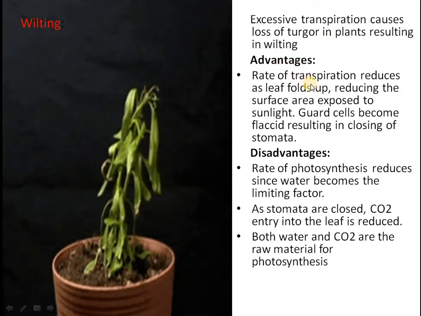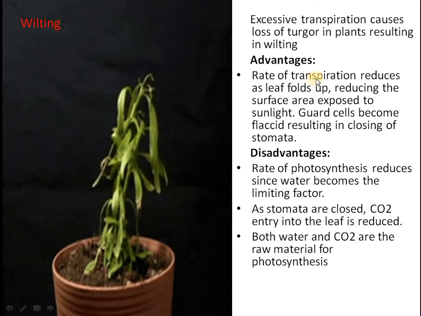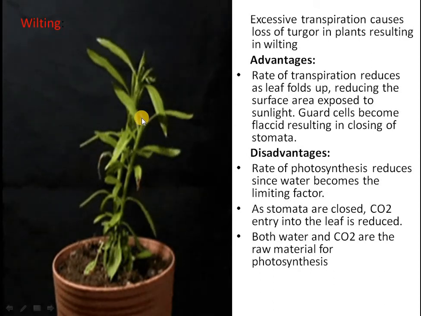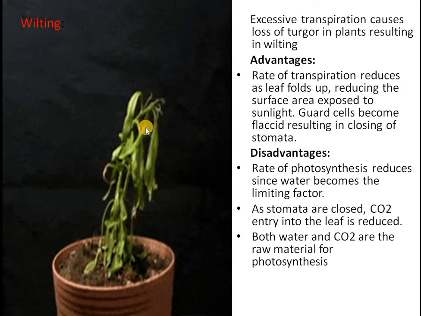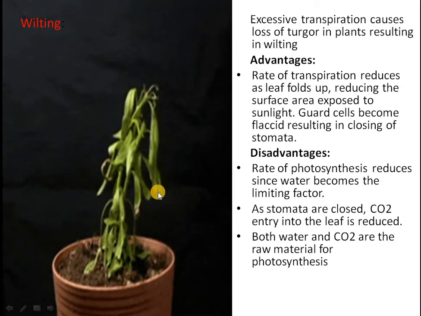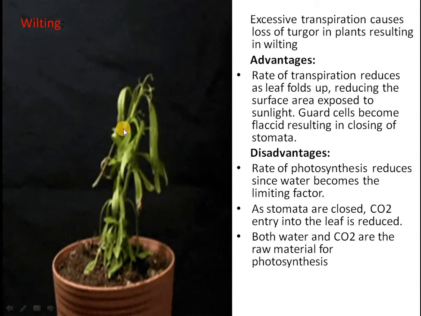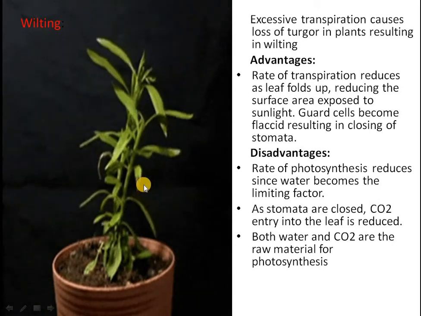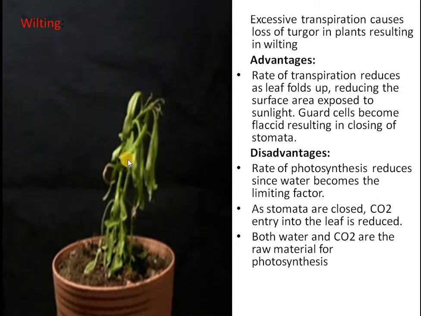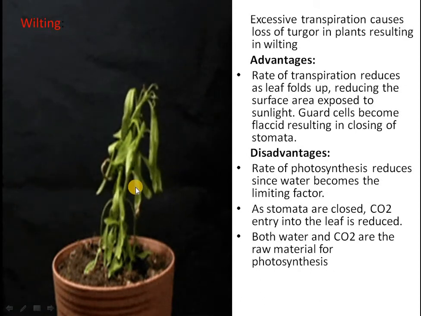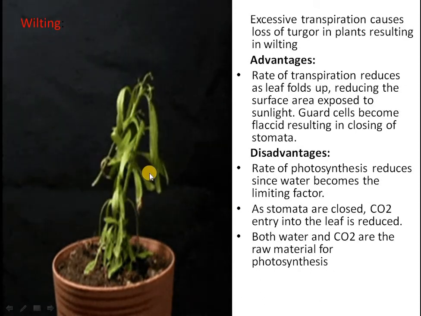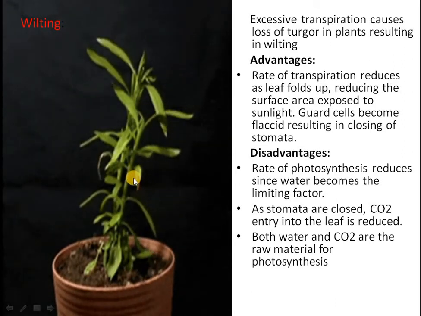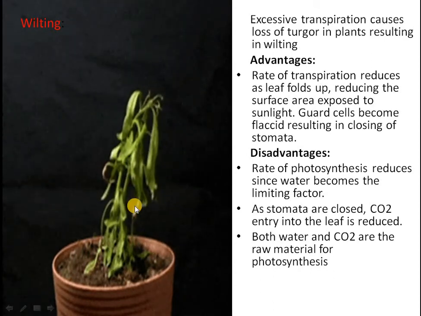If you have seen around you, whenever the plant is wilting, the surface area of the plant reduces by the curling or folding of the leaves. So whenever the leaf folds up, they are actually reducing the surface area exposed to sunlight. When the surface area exposed to sunlight is reduced, automatically the rate of transpiration would also reduce. So whenever the plant wilts, it tries to save itself by curling or folding of the leaves, thus reducing the surface area exposed to sunlight, reducing the further transpiration or further loss of water.